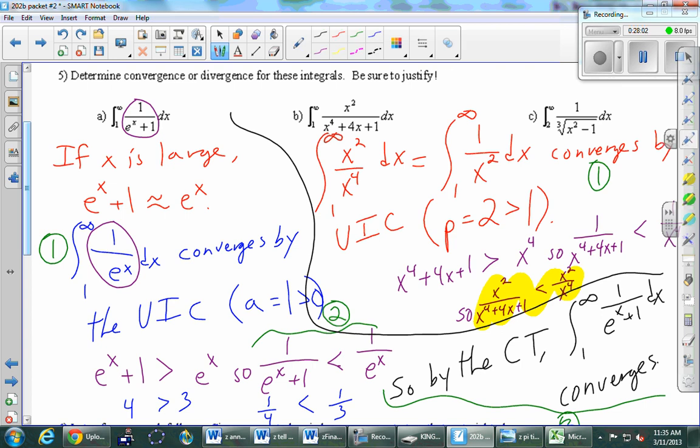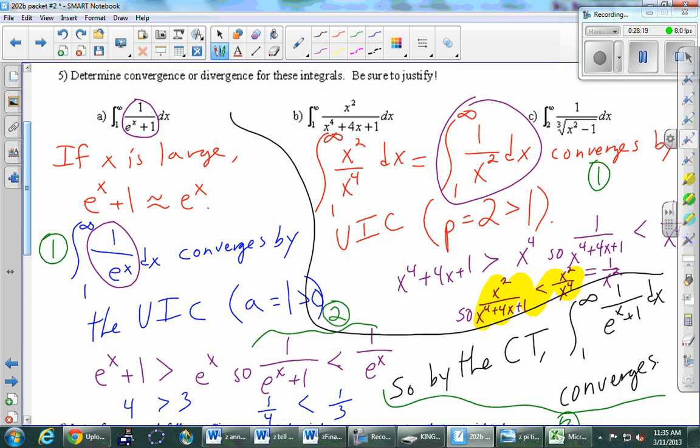Okay, and what can I say? I can also say this is the same as the 1 over x squared. That's tying it to this red integral that we looked at, right? 1 over x squared, we know something about that. Okay, and then I think we're good.